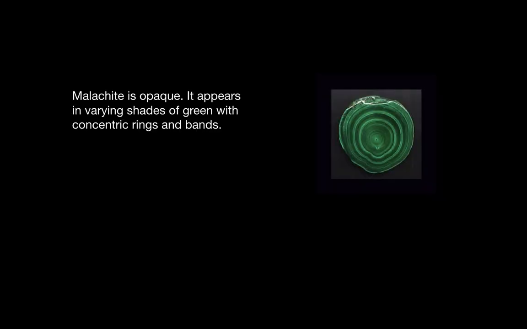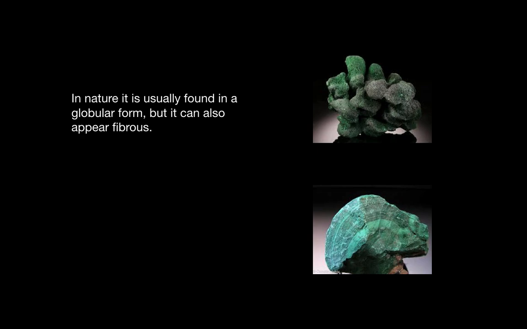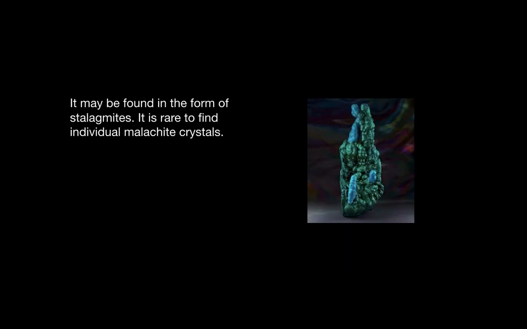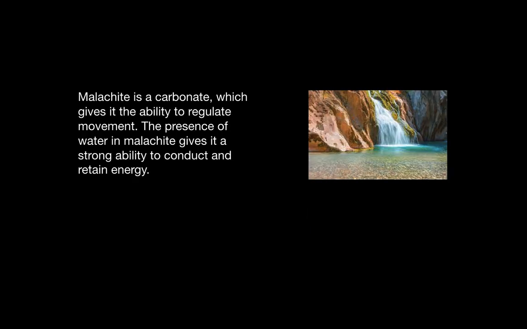Malachite is opaque. It appears in varying shades of green with concentric rings and bands. In nature, it is usually found in a globular form, but it can also appear fibrous. It may be found in the form of stalagmites, but it is rare to find individual malachite crystals. Malachite is a carbonate, which gives it the ability to regulate movement. The presence of water in malachite gives it a strong ability to conduct and retain energy.